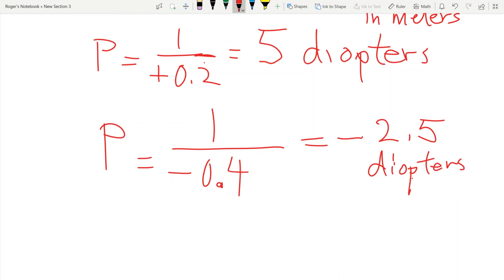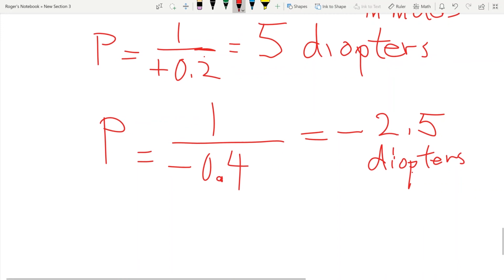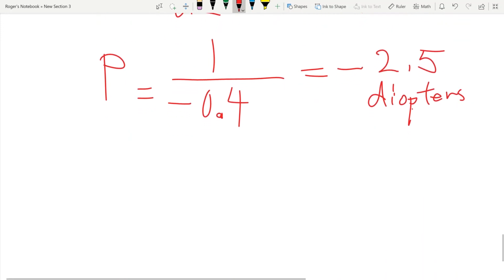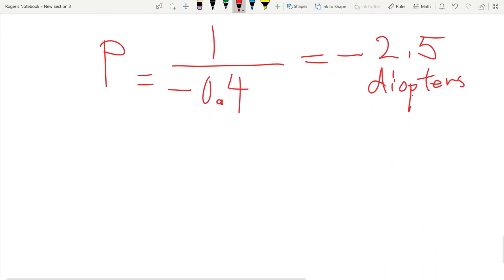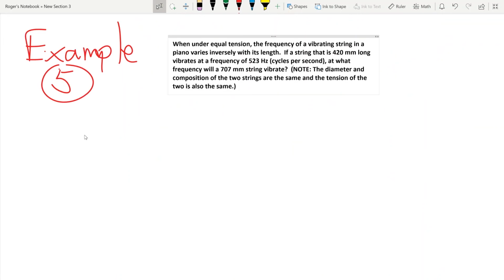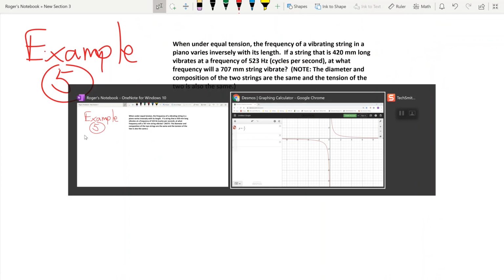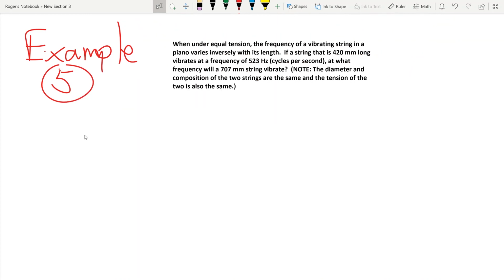So power of lenses, focal lengths, and understanding what is a diopter: 1 divided by the focal length. Very good. Let's look for another example. Okay, we're going to pick this up again and do another example. So I've written this out for you.